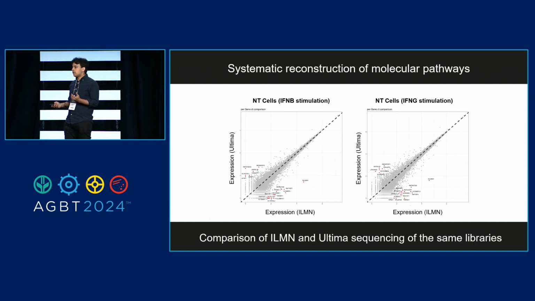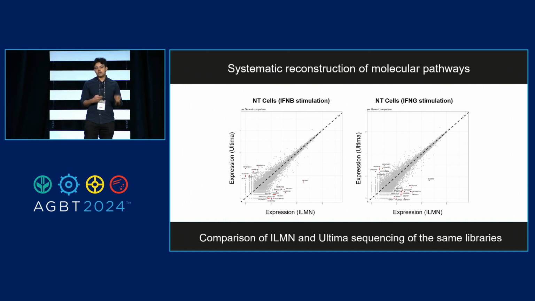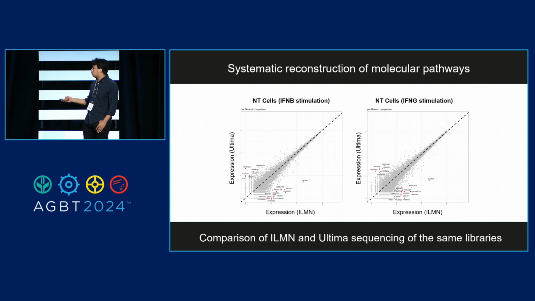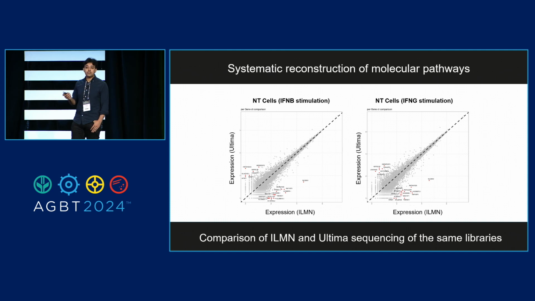How does Ultima sequencing perform? And actually, just to be sure, we sequenced a subset of libraries with Illumina as well. So on the x-axis is basically a pseudobulk RNA-seq library with Illumina. On the y-axis is the same exact library sequenced with Ultima. Each dot is a gene. This is actually data from a couple of years ago, by the way, too. But it looks pretty good. Like we see a very strong correlation.